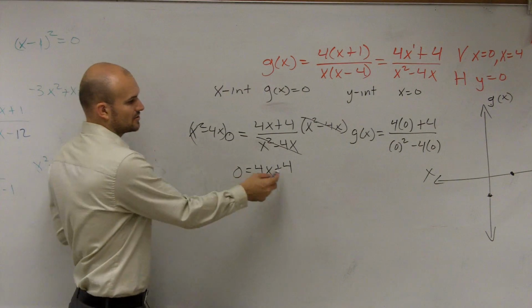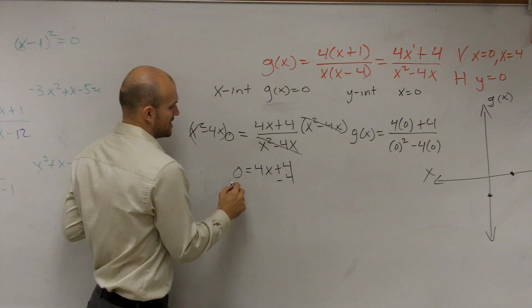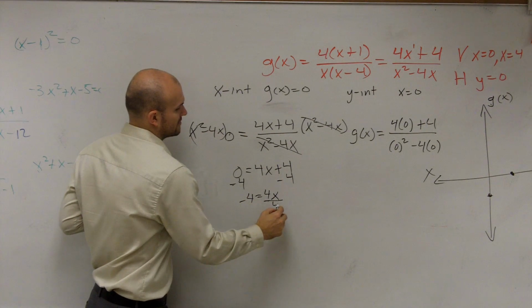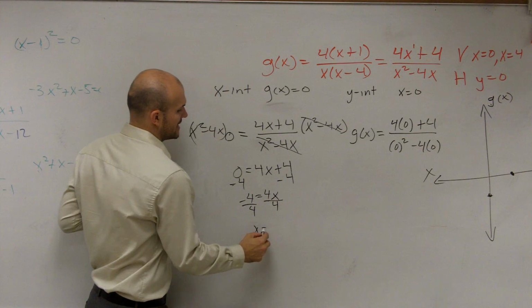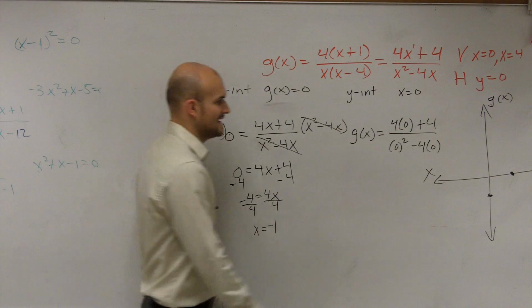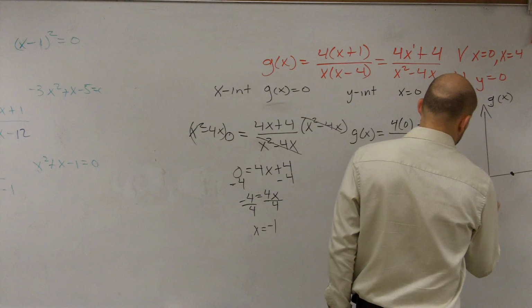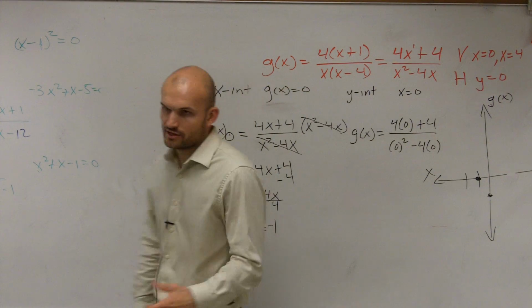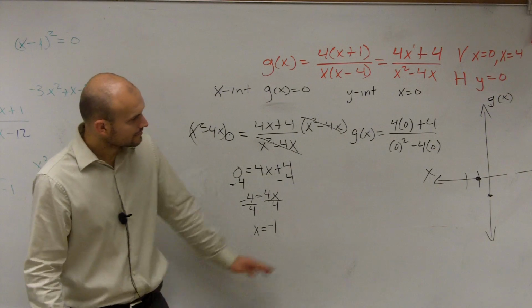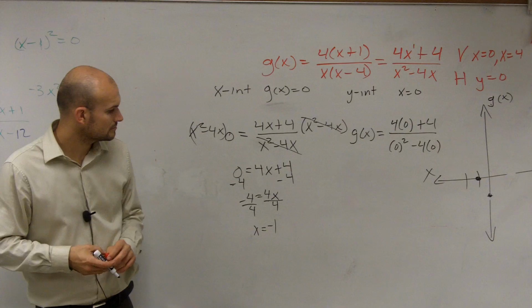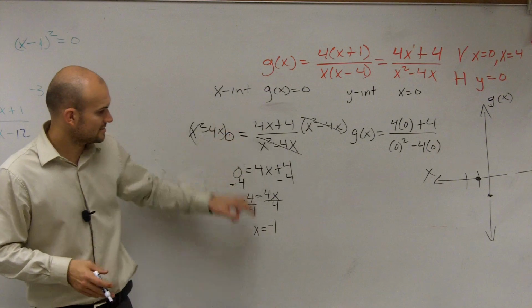So now you have 0 equals 4x plus 4. Subtract 4. Negative 4 equals 4x. Divide by 4. x equals negative 1. So that means my x-intercept is the x value of negative 1. Now let's take a look at the y value. That was using the x value. So x equals that value.